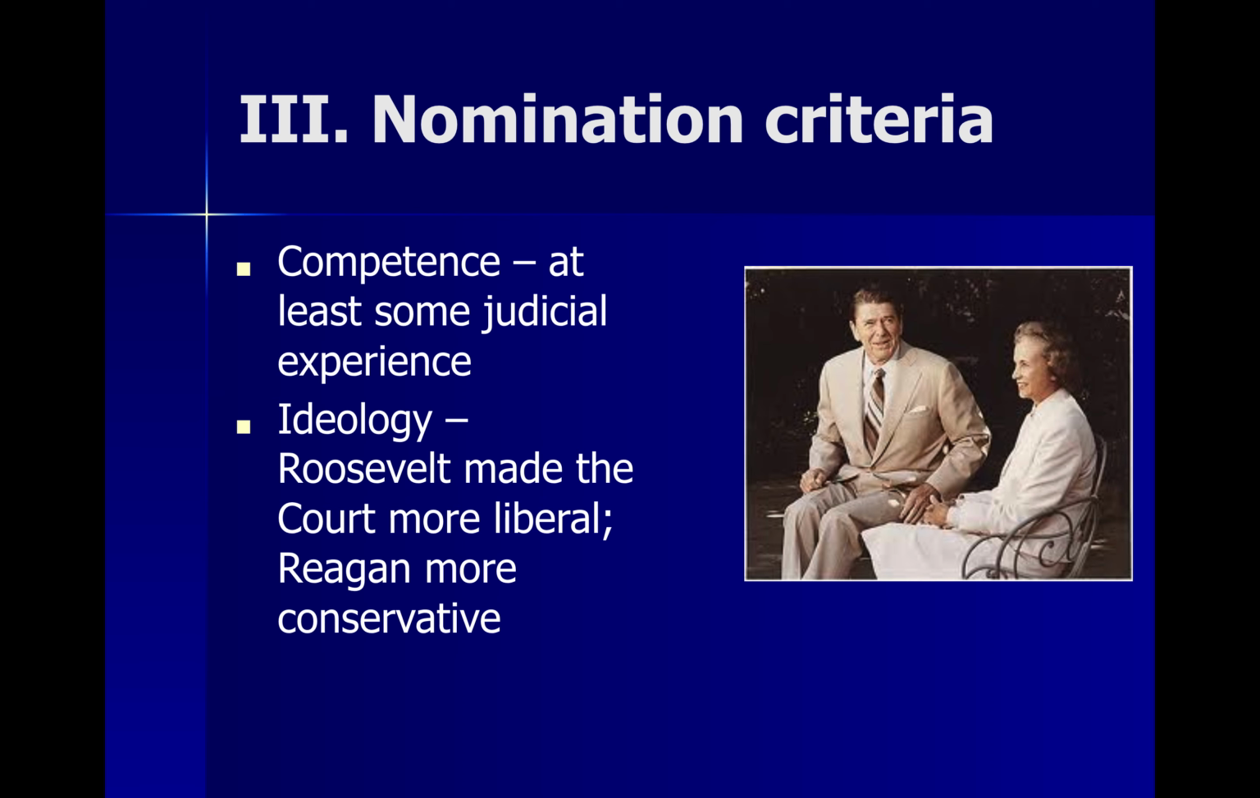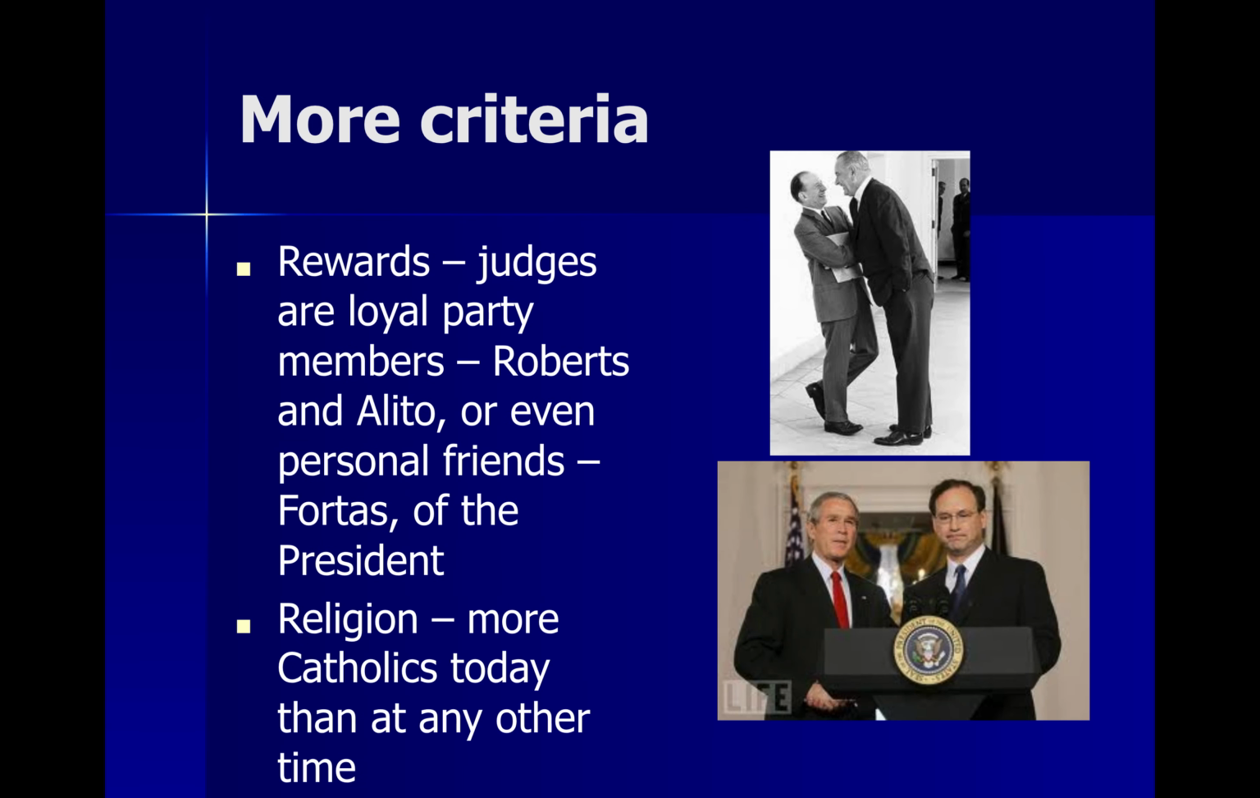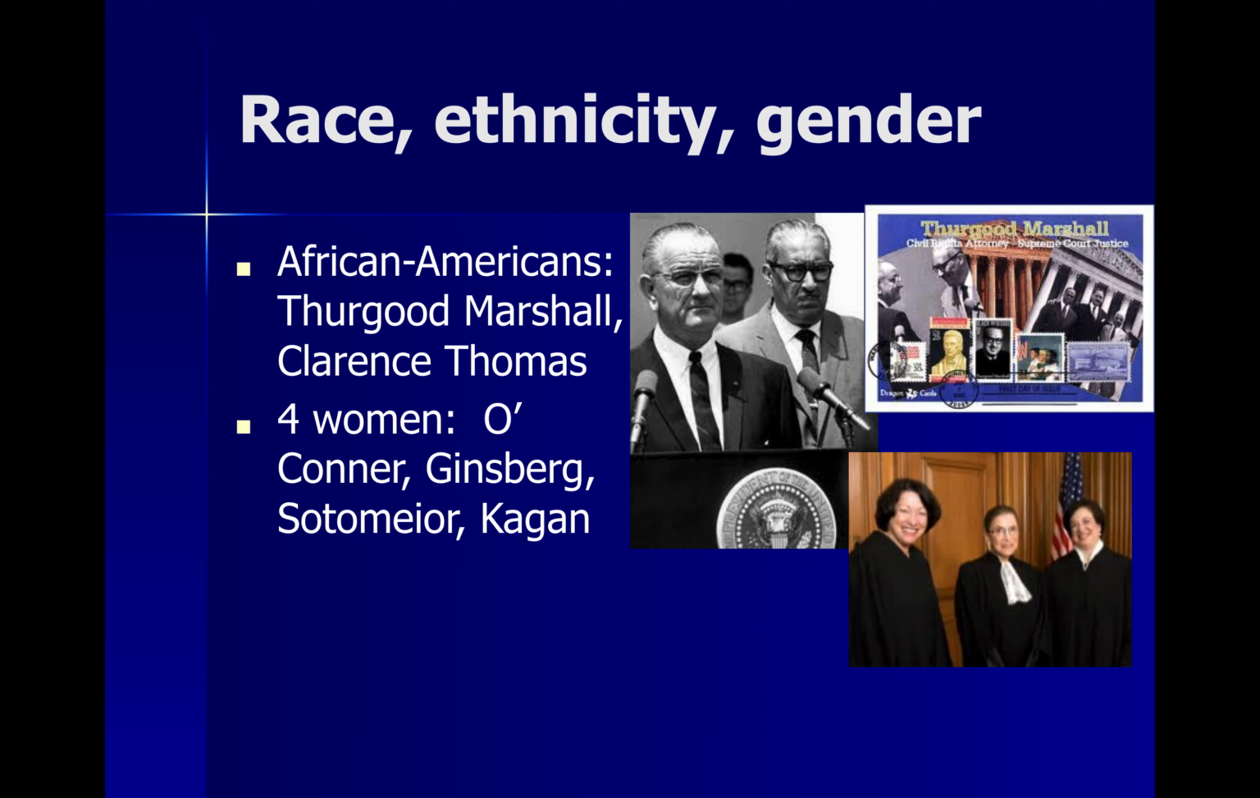So the criteria. They want somebody who's been a judge, somebody competent. Ideology: the Democrats want somebody pretty liberal, Republicans want somebody conservative. Rewards: they've done loyal party service for a long time, and there are a couple of examples of that. And then religion. Catholics are kind of a swing vote, so there are more Catholics. I think something like 7 or 8 of the 9 judges on the court are Catholic.